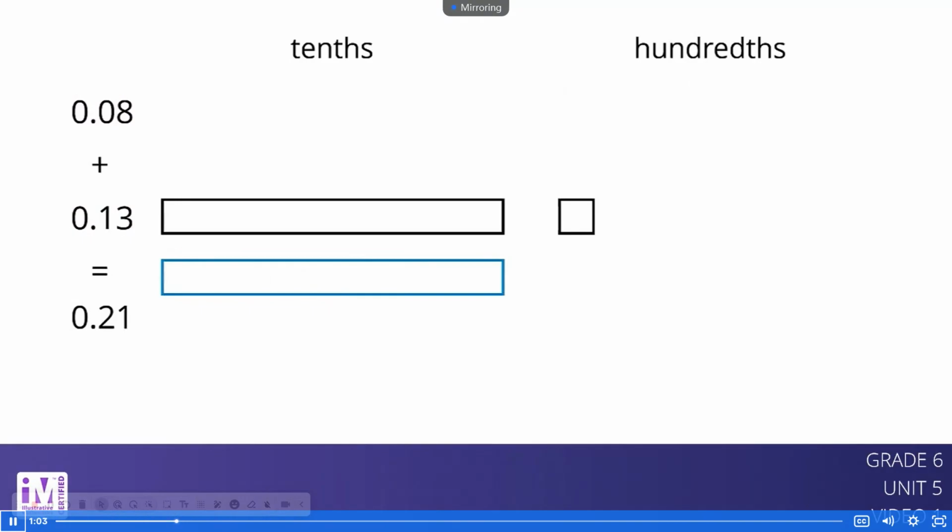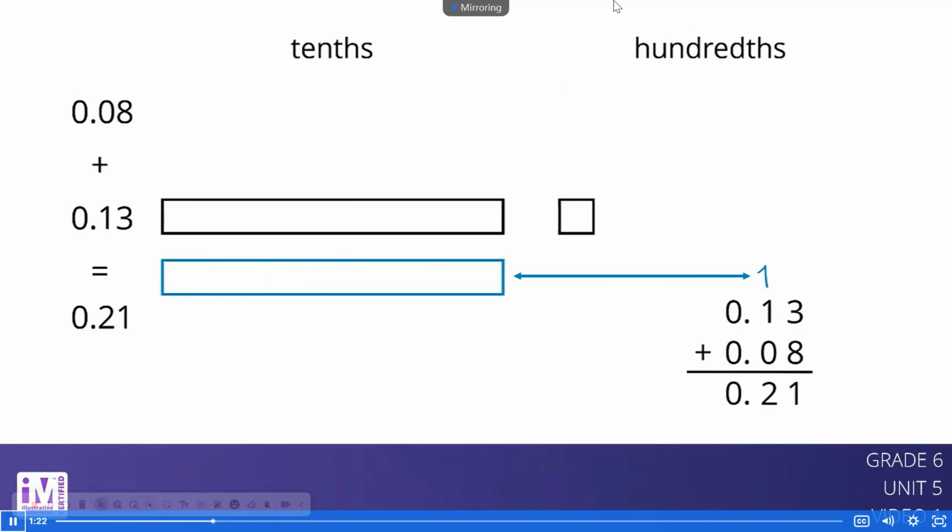We can also use vertical calculation to find the sum. Notice how this representation also shows 10 hundredths are bundled as 1/10. This works for any decimal place.